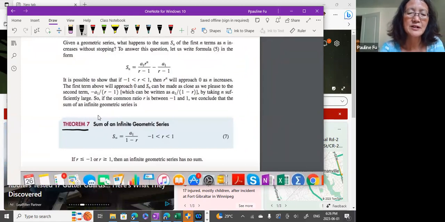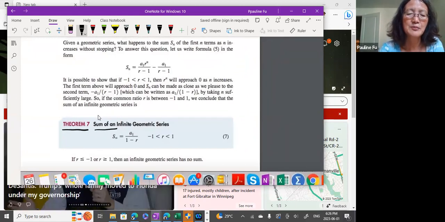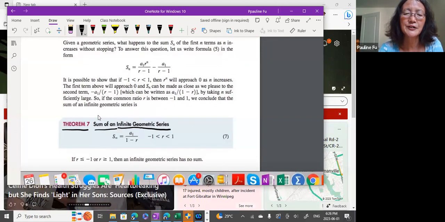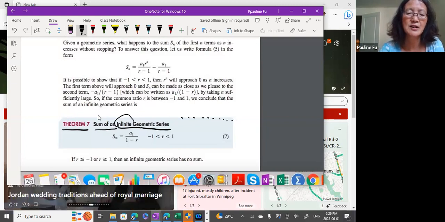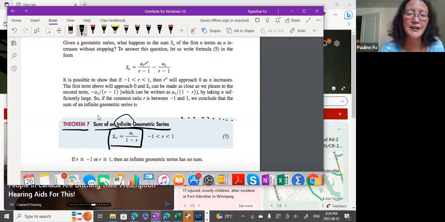Theorem 7 is the sum of infinite geometric series. Sometimes a series goes forever. It goes forever without ending. That is the infinite geometric series. If a series goes forever, the sum uses this formula. It is just the first item over 1 minus r.